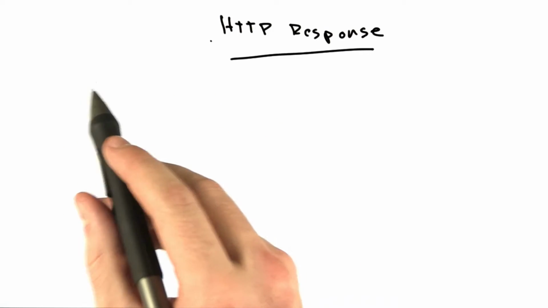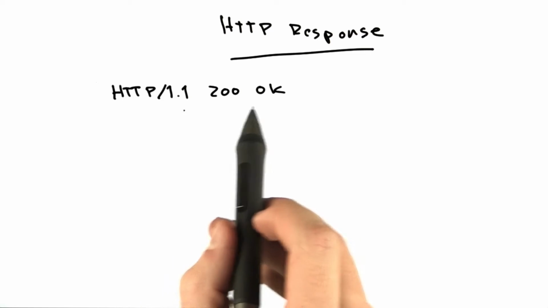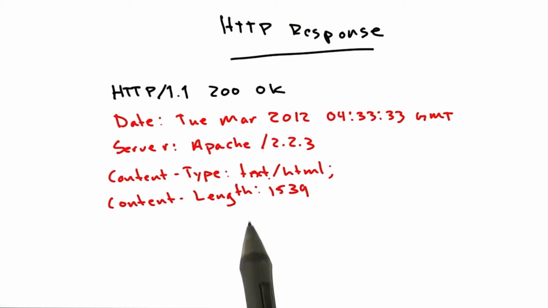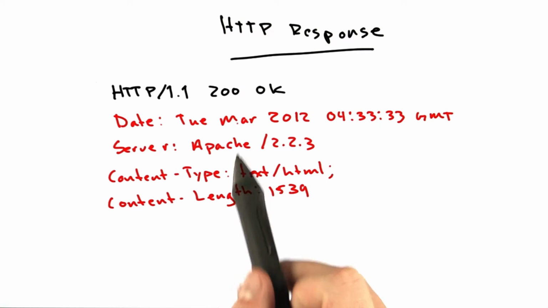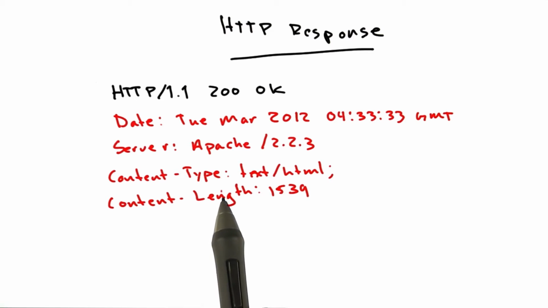We have our basic response status line, and just like the request, the status line is followed by a number of headers. I'll give you a few examples. Here are some headers that are commonly included with HTTP responses. Now, just like the client request, the headers that you see aren't always the same.